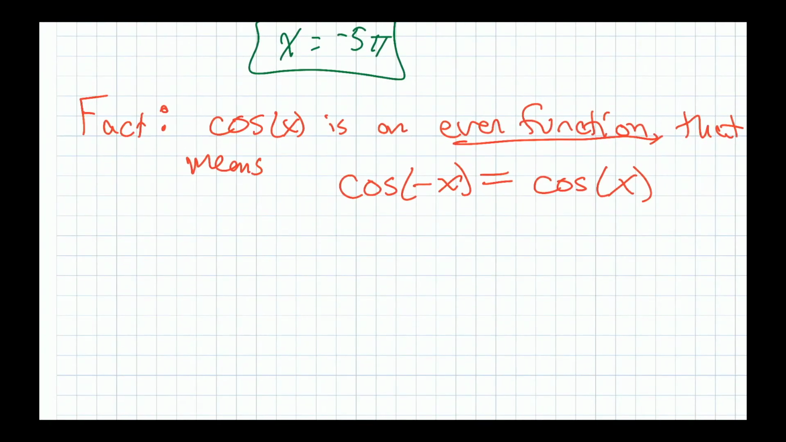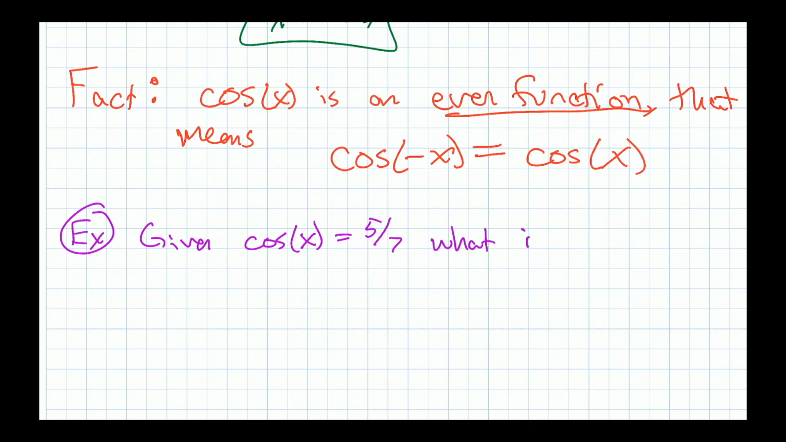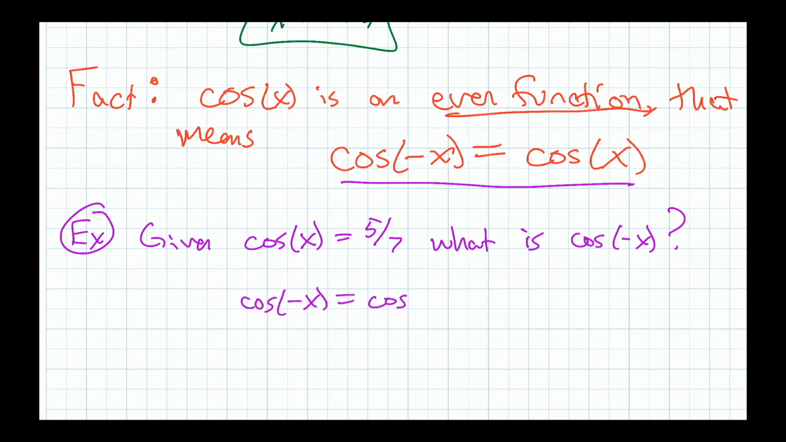Now, what can you do? Of course, you can answer simple questions involving that. So like an example where you have to know this is they say, given cosine x equals 5/7, what is cosine negative x? And again, all you're going to do is just apply this right here. So you just say, well, cosine negative x is just cosine x, which is what they say it was, 5/7.